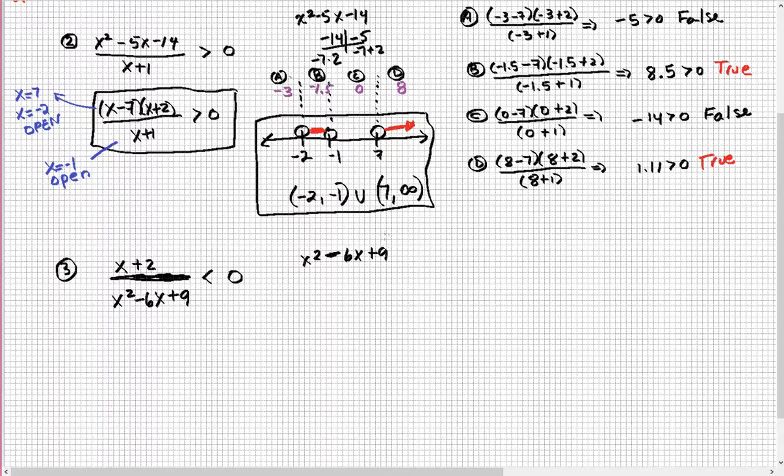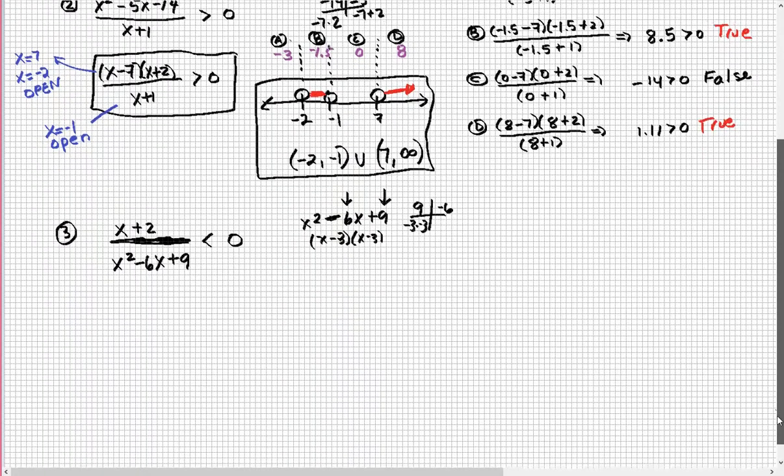We need 2 numbers that multiply to 9 but add up to -6. So that would be -3 times -3. So this is x minus 3, x minus 3. All right, rewriting this.